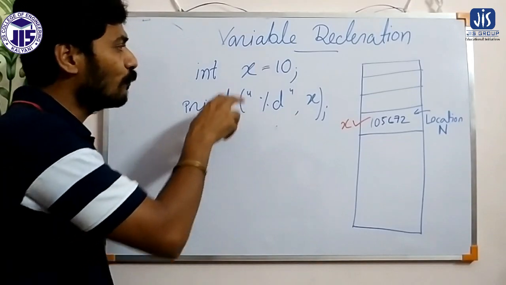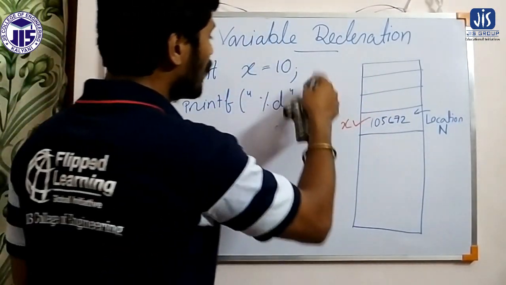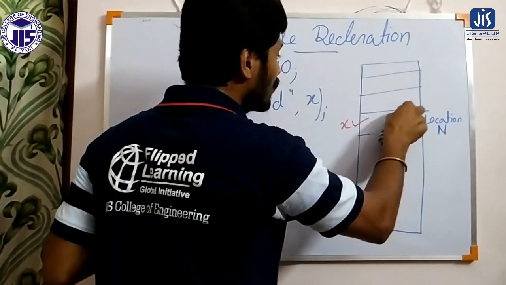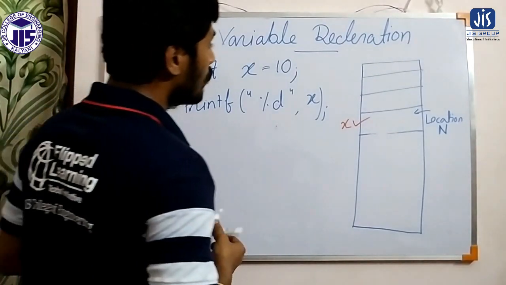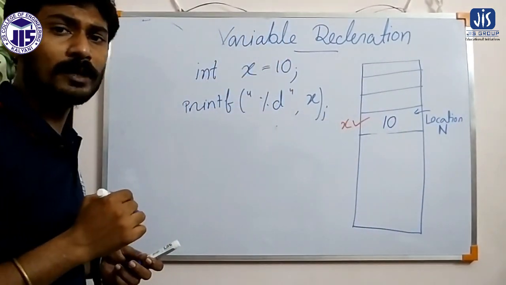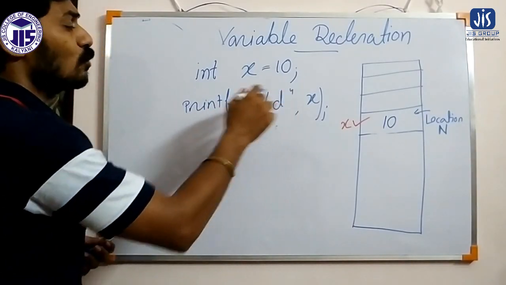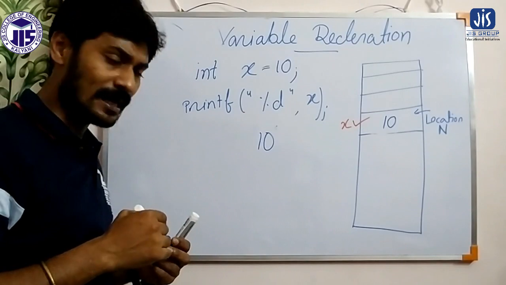In this program, for the x variable, this location is fixed. So whenever I write x equals 10, what will happen? This garbage value will be replaced by 10. Now if you execute the printf statement, you will get 10 as a value.